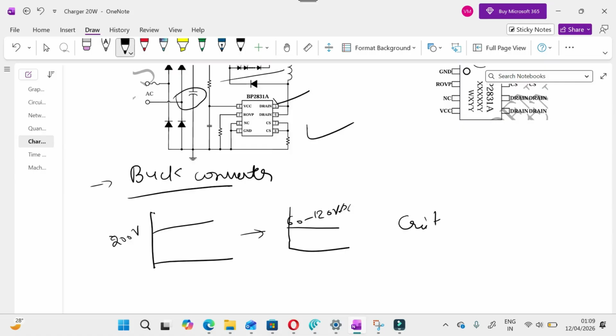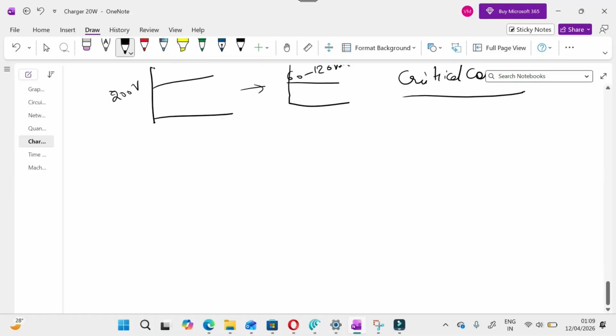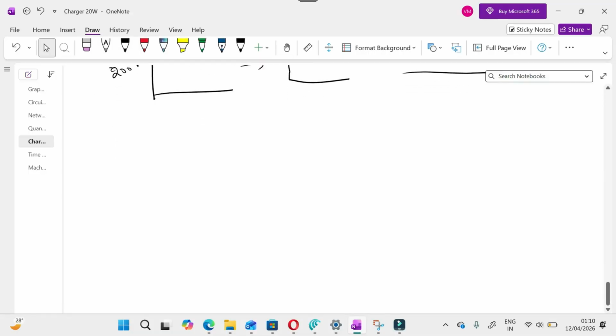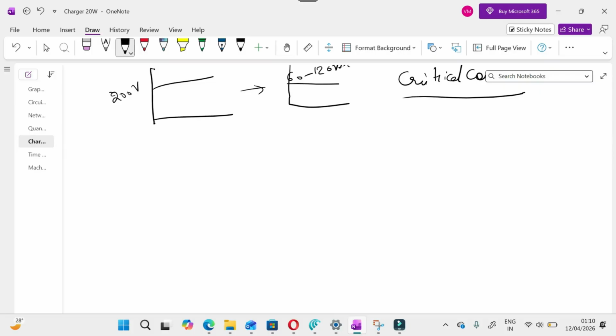critical conduction mode. What is this critical conduction mode? Generally a buck converter has an inductor, a switch and a capacitor. Because of the property of the inductor, the current conduction may be continuous or discontinuous based on the inductance value. What does that mean? For any buck converter, if the inductance value is too low, then there is a chance of the discharge current in the inductor reducing completely to zero.